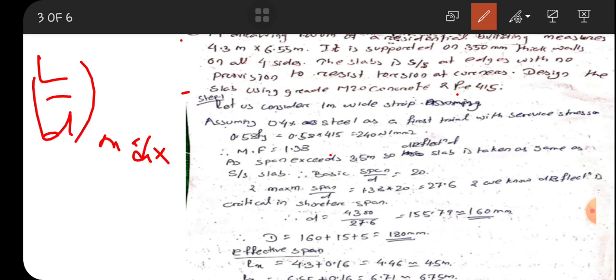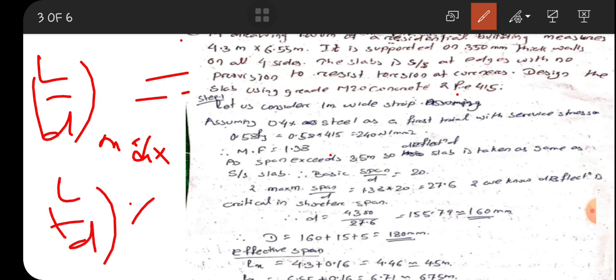We can calculate the base L by D, max is equal to L by D into modification factor. From that we will calculate the depth. What will be the effective depth? Then we will calculate the overall depth. Okay. Then what is the next question given?